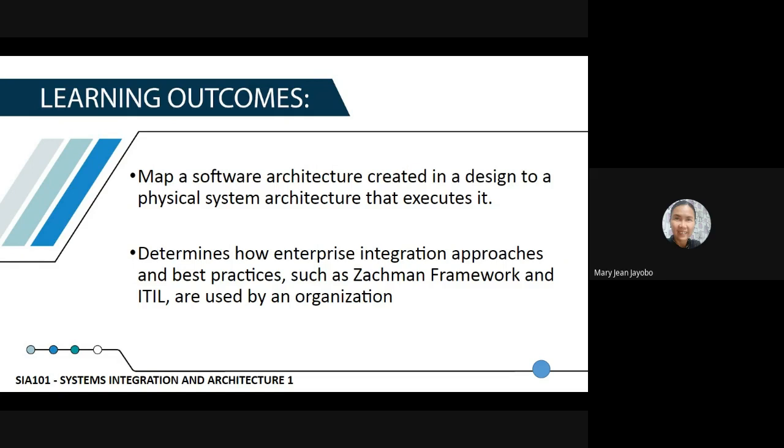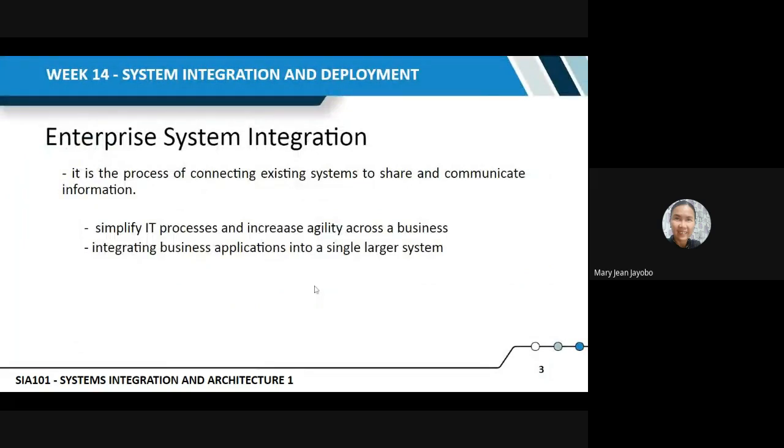Okay, so our main goal for today is for us to be able to understand how we map a software architecture, and we're going to determine what approaches we can use for enterprise integration. Okay, so what are these approaches? To start with, let me first discuss the enterprise system integration.